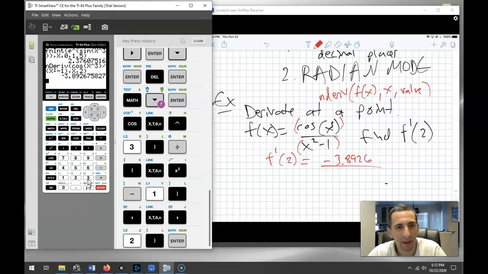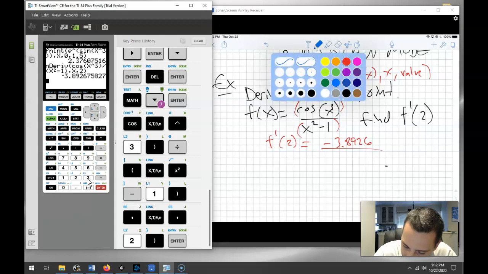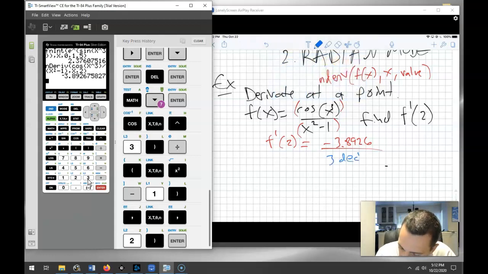Okay, great. So that's how you take derivatives at a point. One thing also, I should talk about this. When you have 3 decimals here, you can either round or truncate. Truncate just means cut off. So if you want to round this up to be negative 3.893, that's fine.